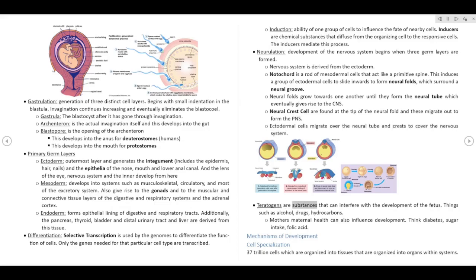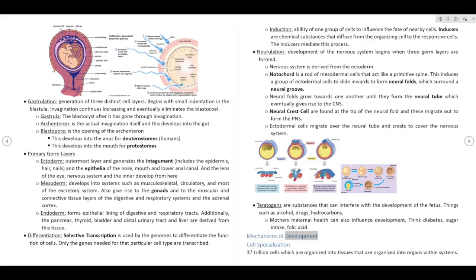Teratogens are substances that can interfere with the development of the fetus. Things such as alcohol, drugs, hydrocarbons. Maternal health can also influence development. Think diabetes, sugar intake, folic acid.